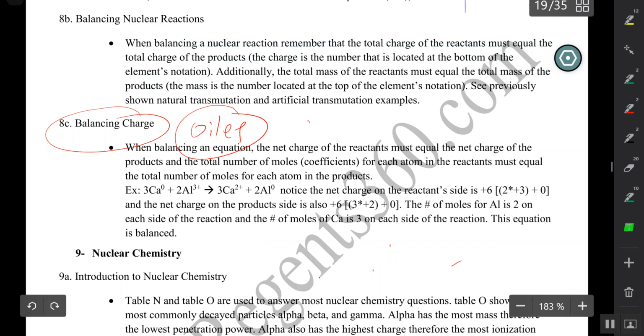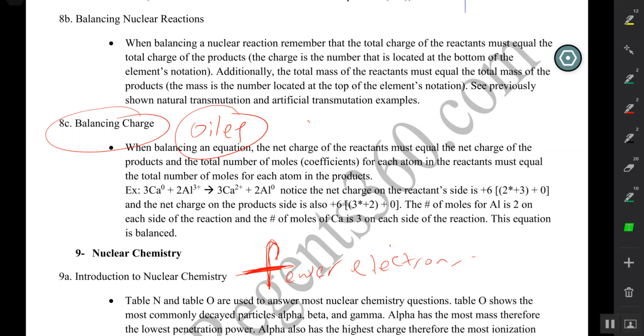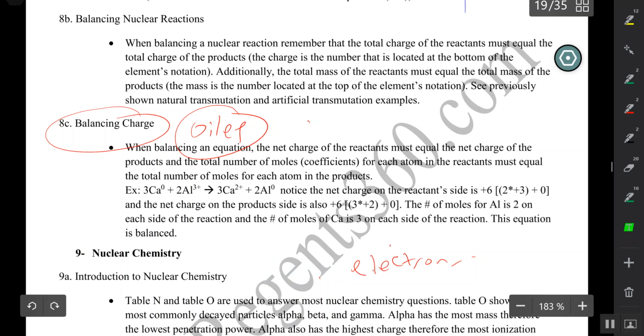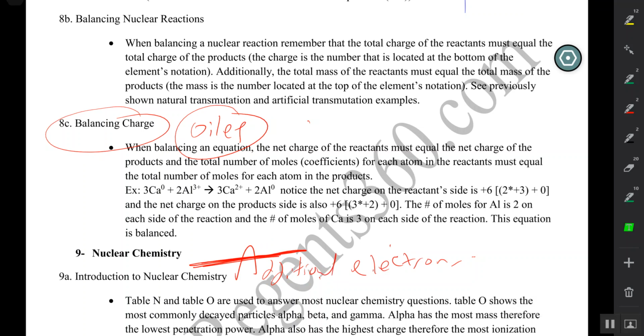If I lose electrons, I have fewer electrons, which means I am going to have a positive charge. If I gain electrons, I'm going to have additional electrons, which means I'm going to have a negative charge. Again, we'll discuss more of that later on.